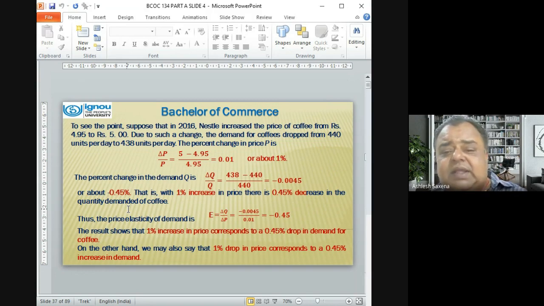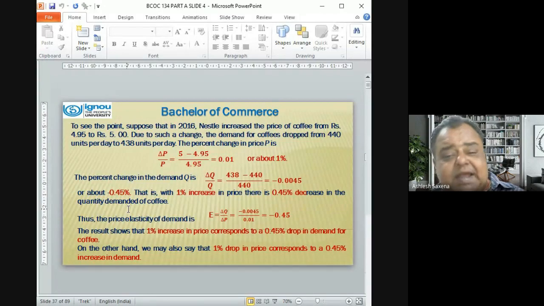That means the percentage change in the demand is delta Q upon Q. Earlier it was 440 and now it is 438. So 438 minus 440 divided by 440, which becomes negative. Therefore, we can say that with a 1% increase in the price, there is a 0.45% decrease in the quantity demanded.